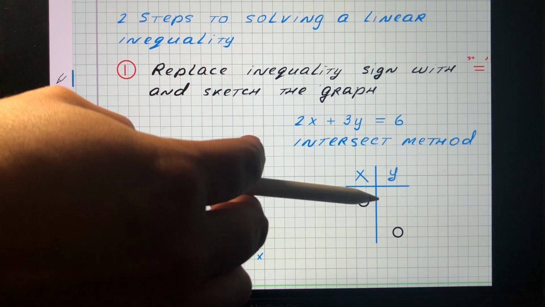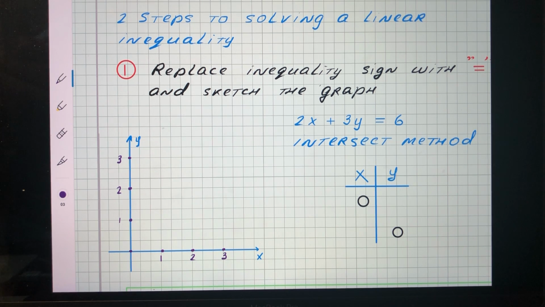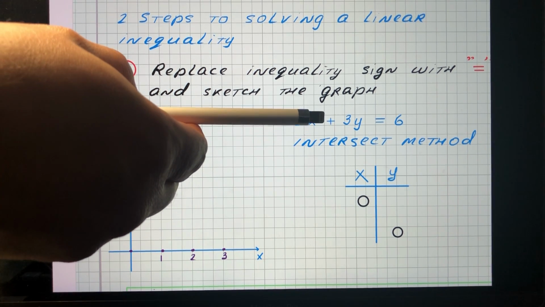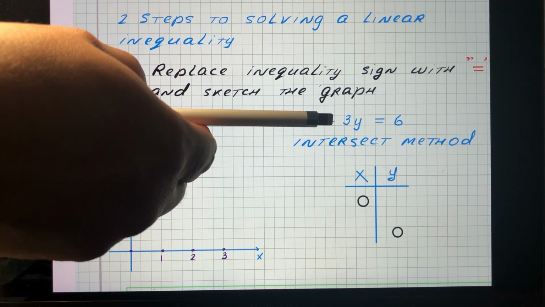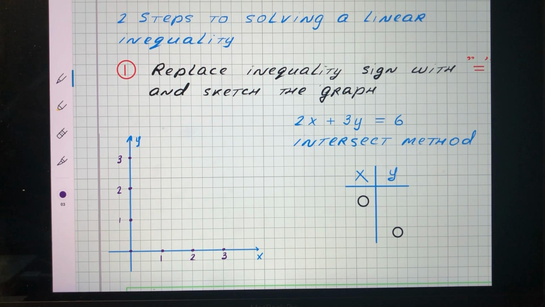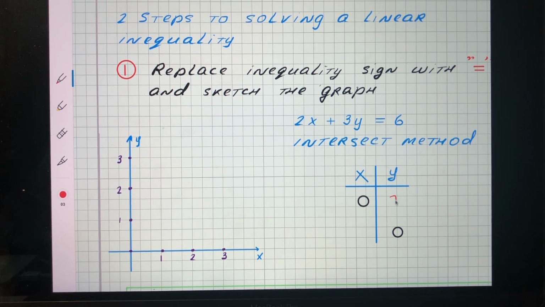To find the y-intercept, we make x equal 0. If x happens to be 0, the 2 times 0 will go away, and all we need to find is what y times 3 makes 6. Of course, that answer is 2. So let's put the 2 in for the y-intercept, and on our graph, this point is right here.